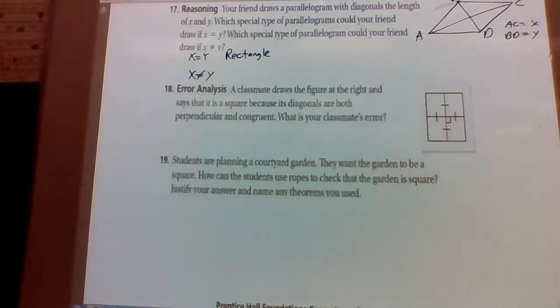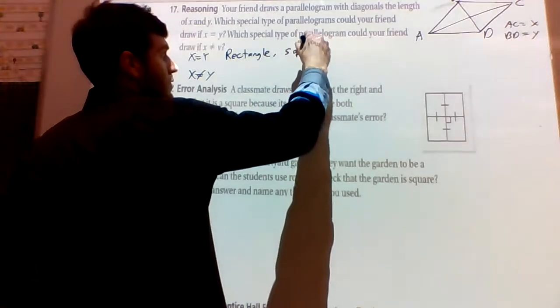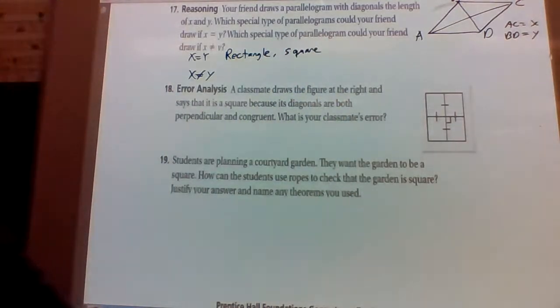If we have a rectangle, we also have a square, because squares are rectangles. So the diagonals are going to be congruent in both rectangles and squares. If x does not equal y, that means the diagonals are not the same length. So the diagonals are not congruent.